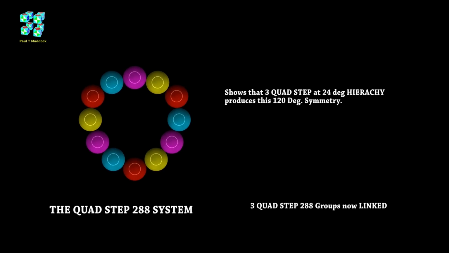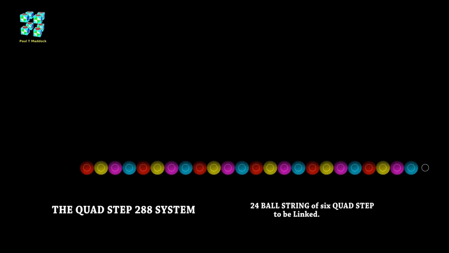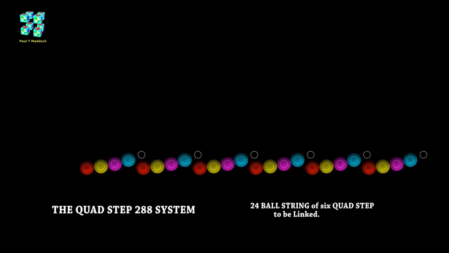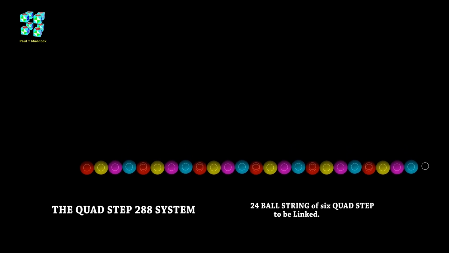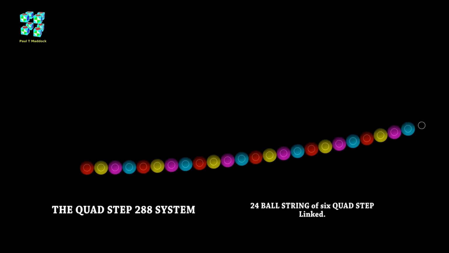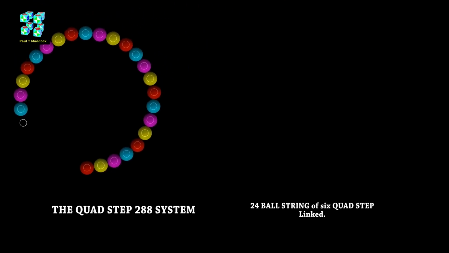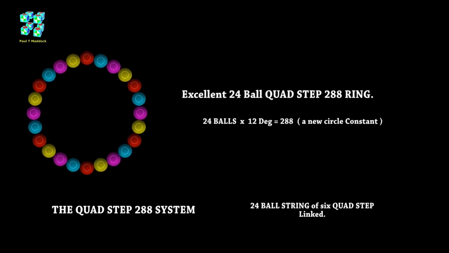Okay, let's double up on this 12 ball to a 24 ball. And now we have 6 quad steps in a string. So we have to link the 6 quad steps into one hierarchy. Now we've produced a nice 24 ball ring. And the speed that things go together is a lot faster than using the Quad Step 360 method.